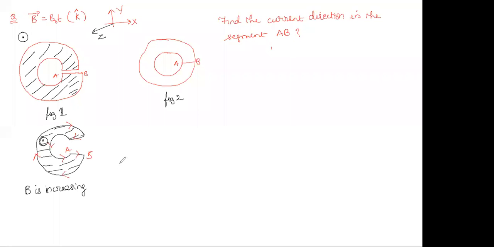So current is from B to A. Current is from A to B. In the segment AB, it is from A to B. Similar in figure 2.